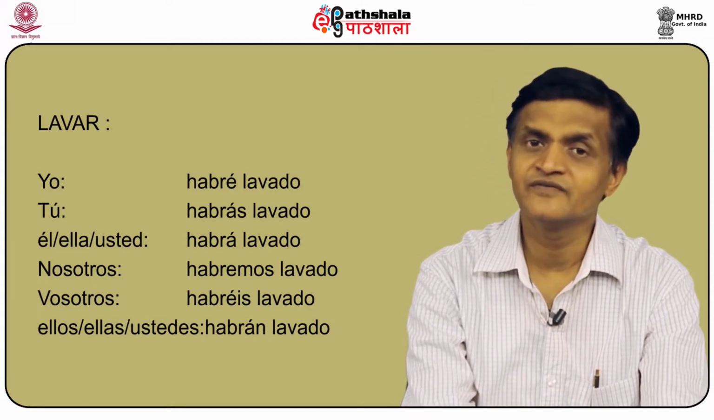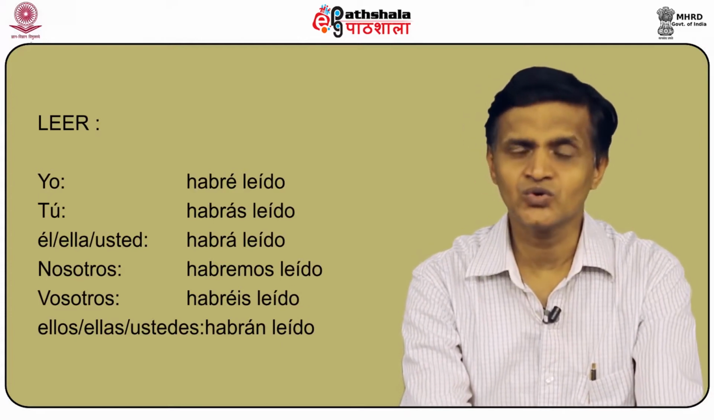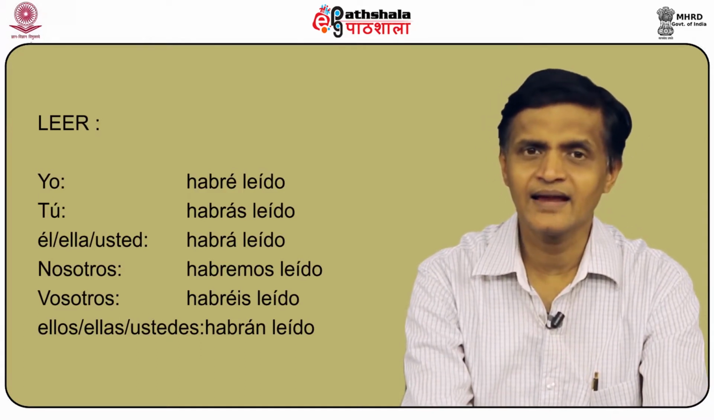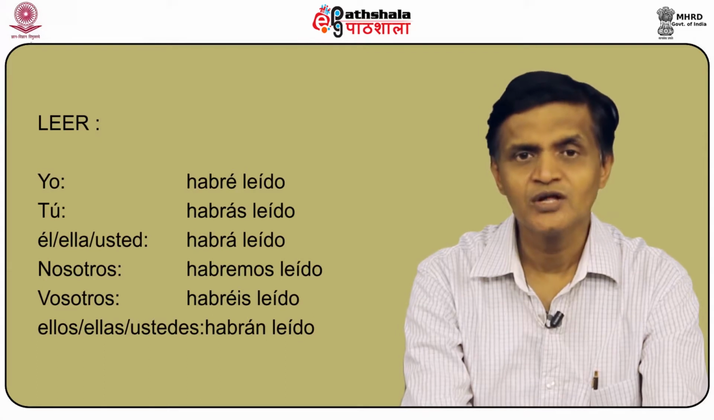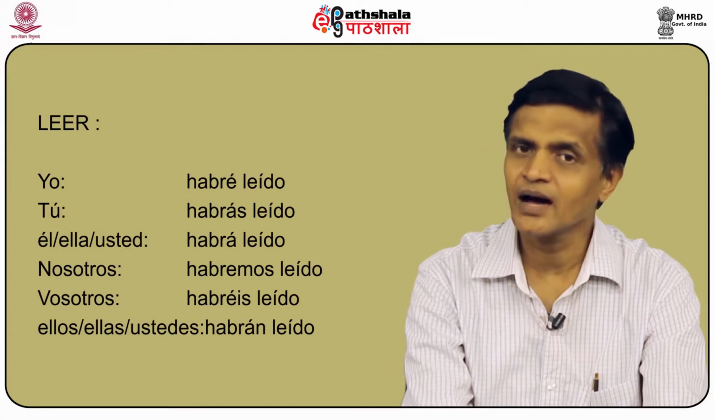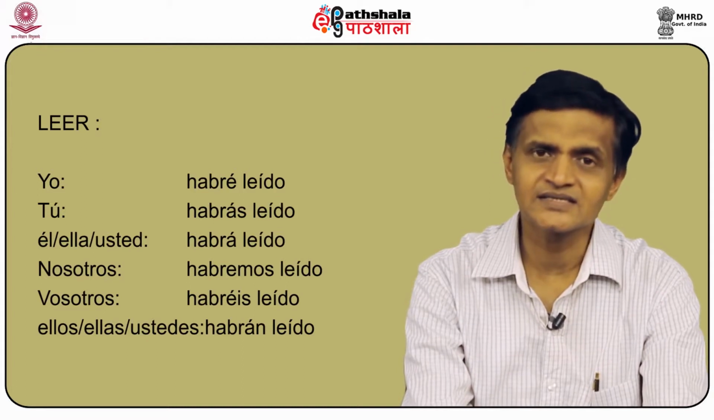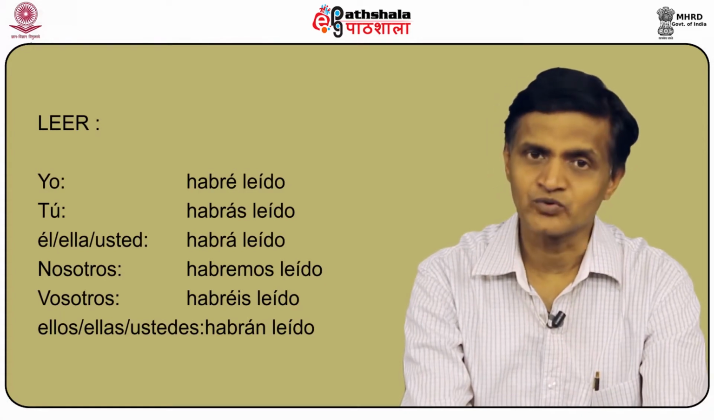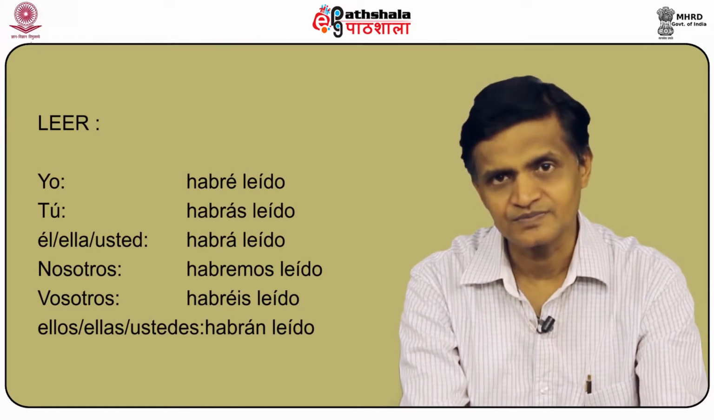Let us pick up another verb, which is leer, to read. So the conjugation of leer is yo habré leído, tú habrás leído, él, ella, usted habrá leído, nosotros habremos leído, vosotros habréis leído, and ellos, ellas, ustedes habrán leído. I repeat, the conjugation of leer, to read, in this tense is habré leído, habrás leído, habrá leído. For plural, it is habremos leído, habréis leído, and habrán leído.